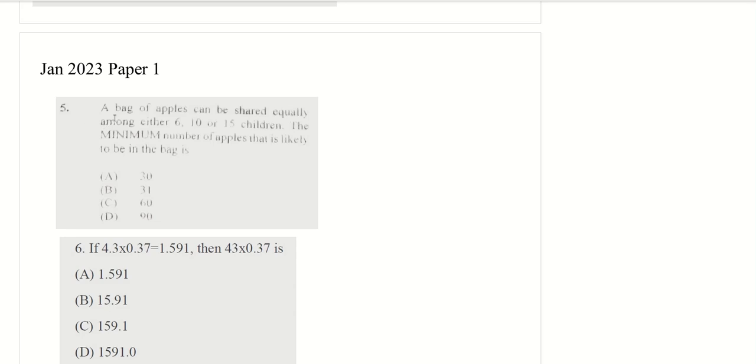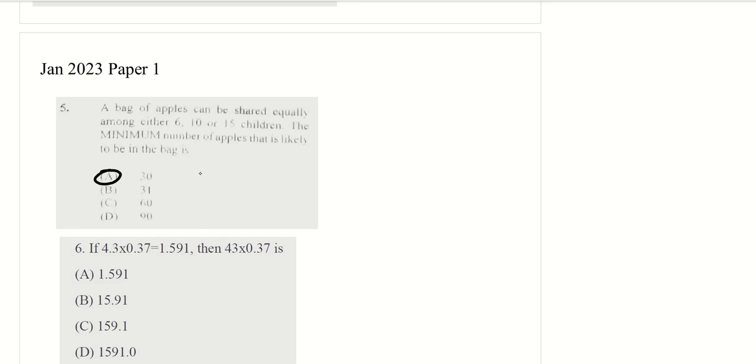This one we did already. A bag of apples can be equally shared in either a 6, 10, or 15 ratio. What is the minimum number of apples that is likely to be in the bag? The LCM of 6, 10, and 15 is 30. So you ask yourself, could 6 go into 30? Yes. 10 could go into 30? Yes. 15 could go into 30? Yes.